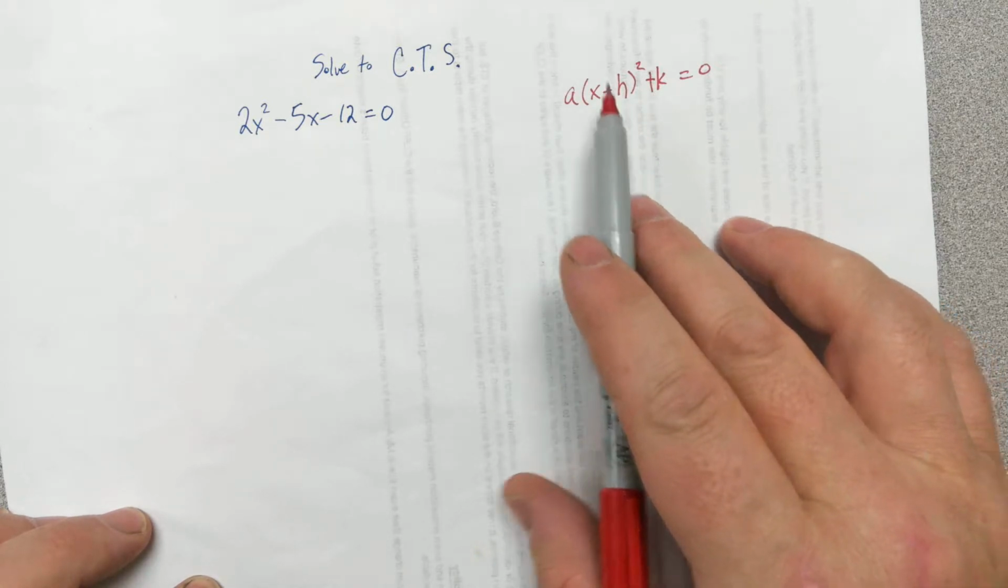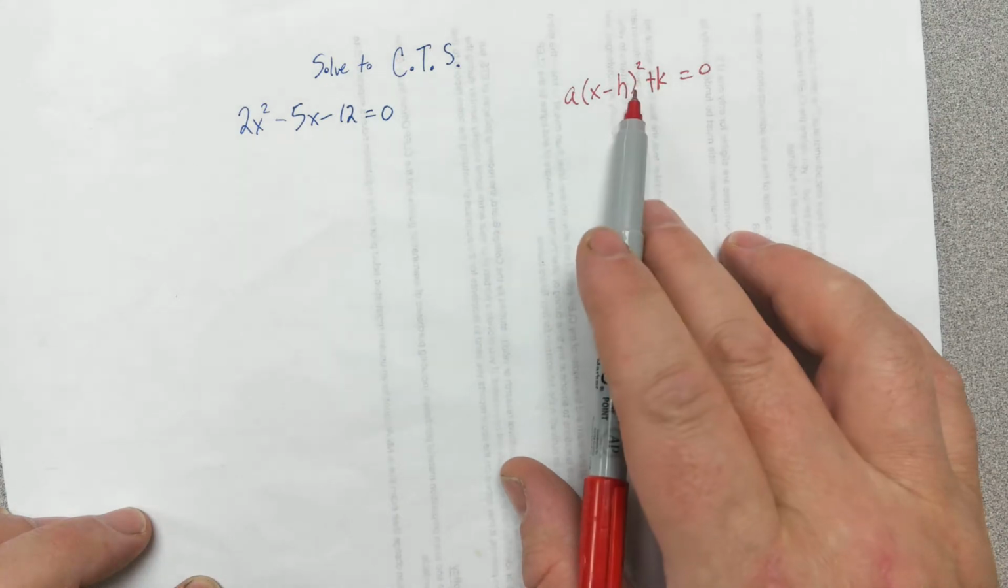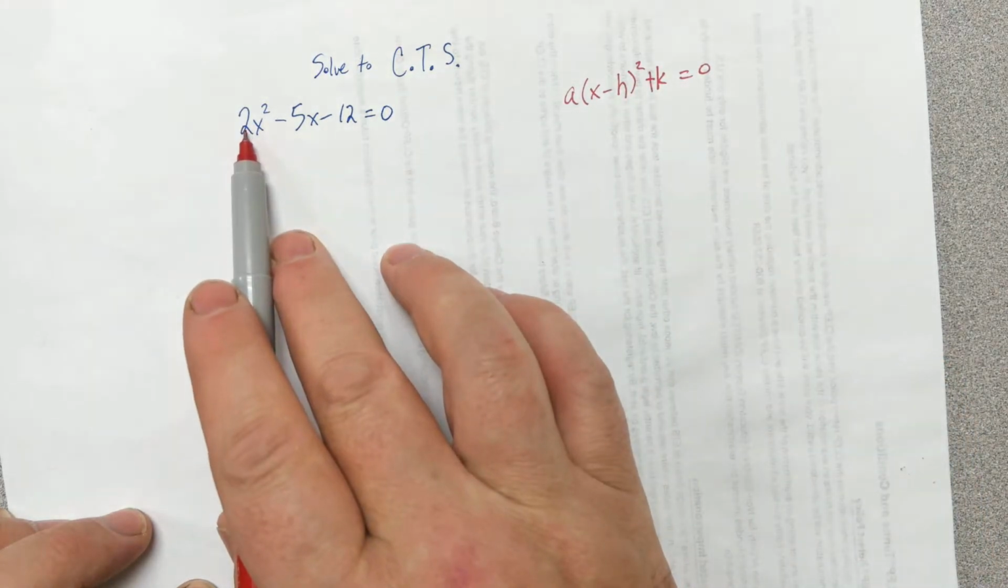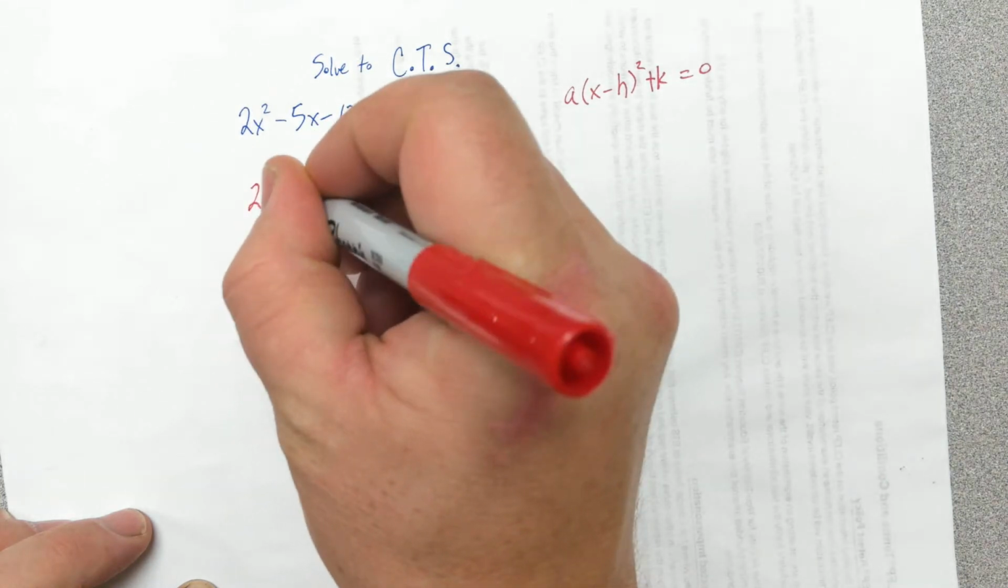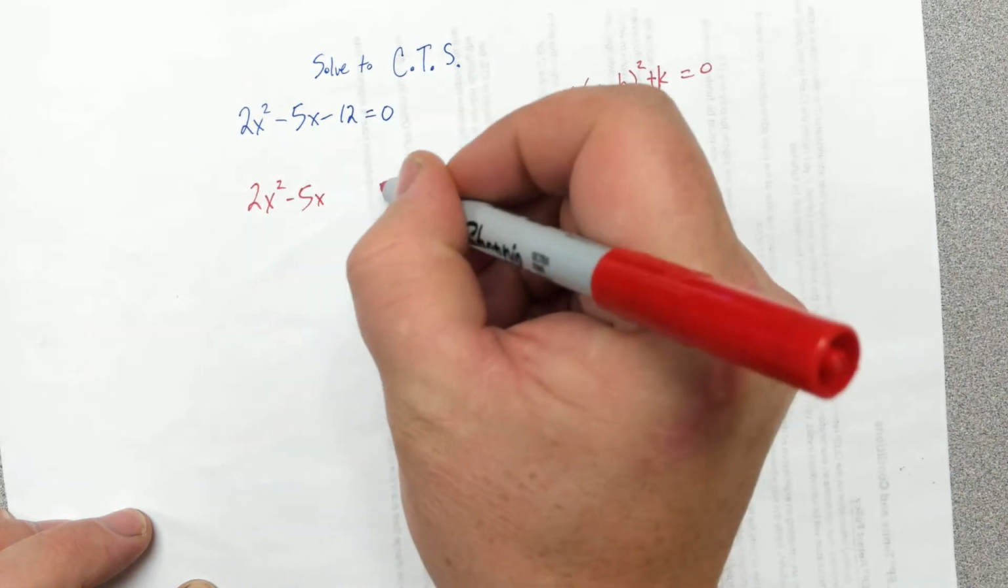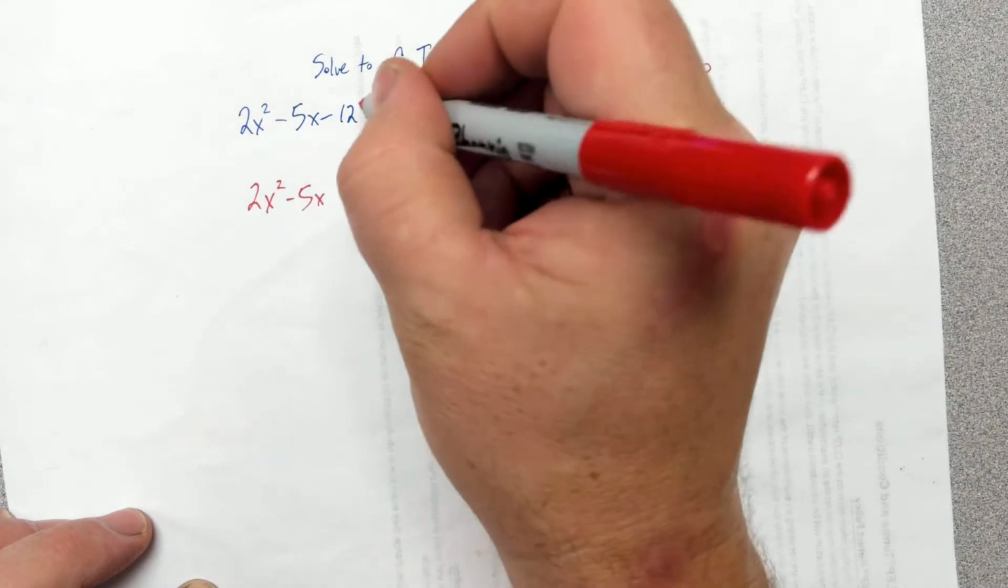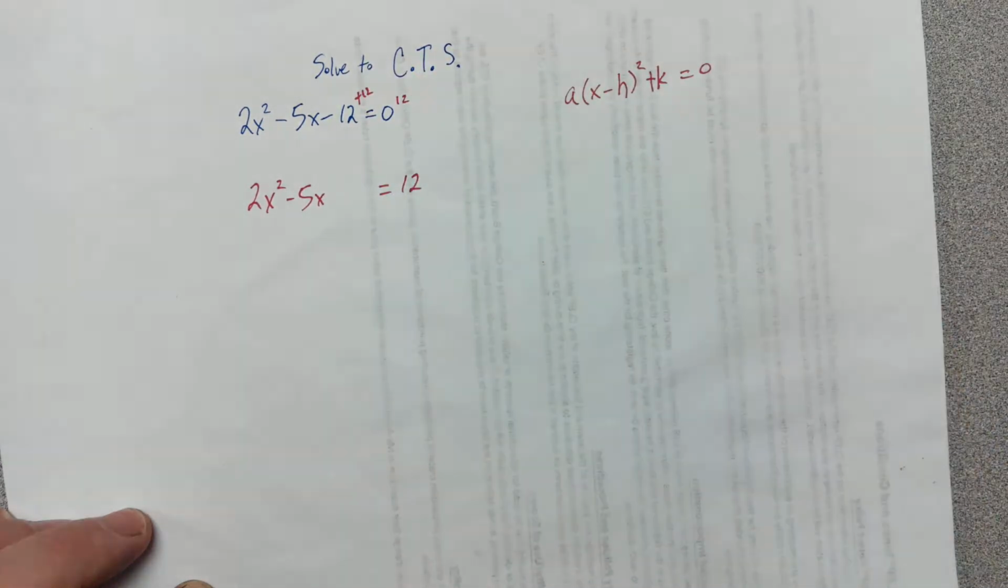Depending on what you're trying to do, solve or change to this form, it sometimes changes your second step. Regardless, your first step is still the same. Move the 12 to the other side, but leave yourself room. So you're adding 12 to both sides.